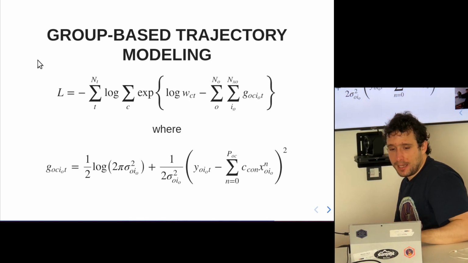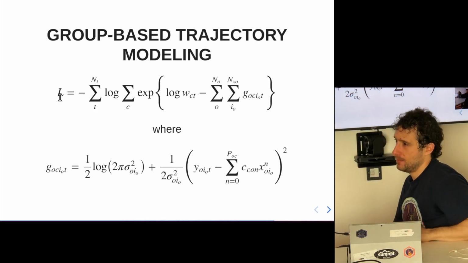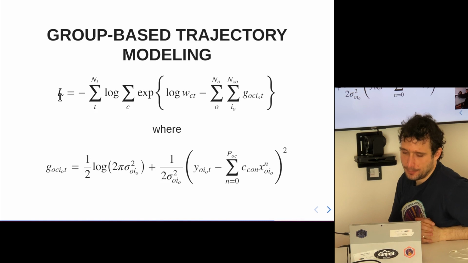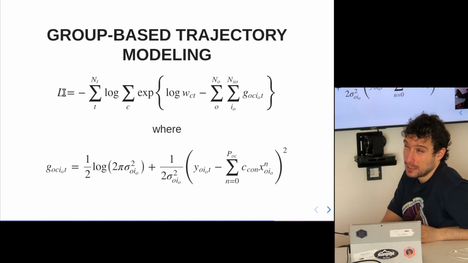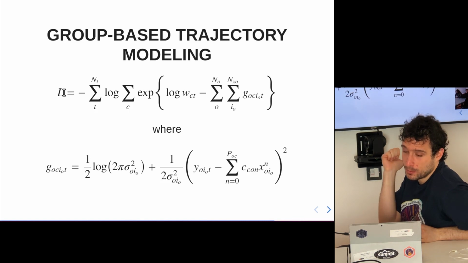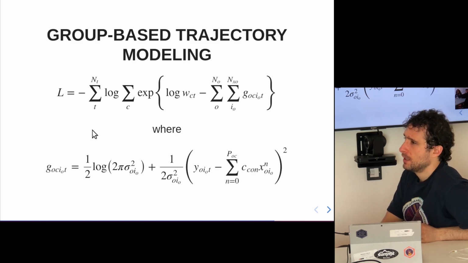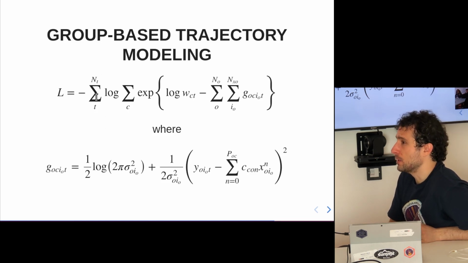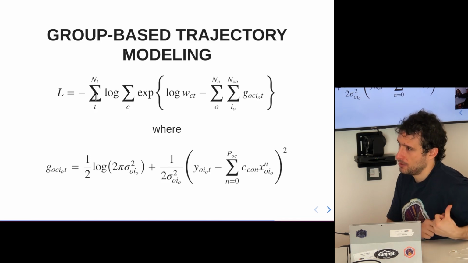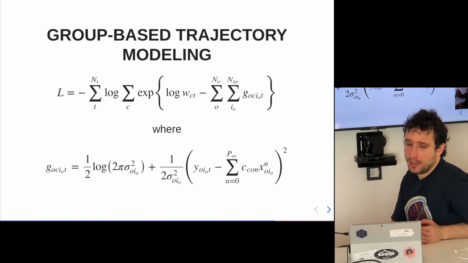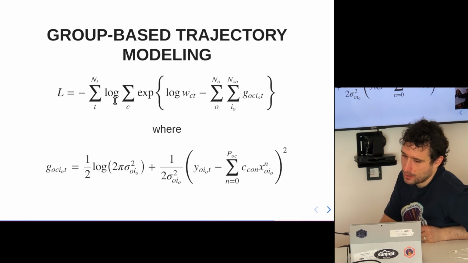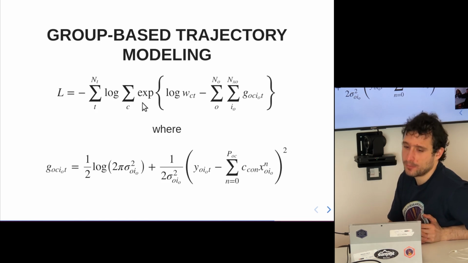So this L is actually the logarithm of the likelihood, and I define it like this. This L is a bit different from what it was before. Basically, I'm summing over all trajectories. Trajectories here represent points. What were points in the Gaussian mixture example before? There's just a logarithm because I want to work with logarithms for reasons that will be clear later.